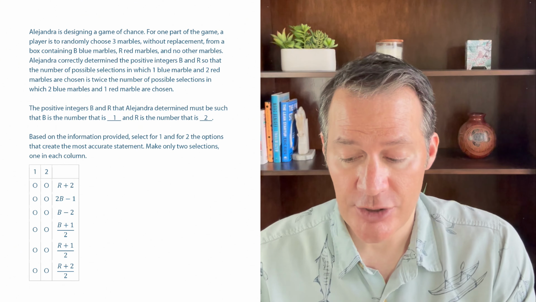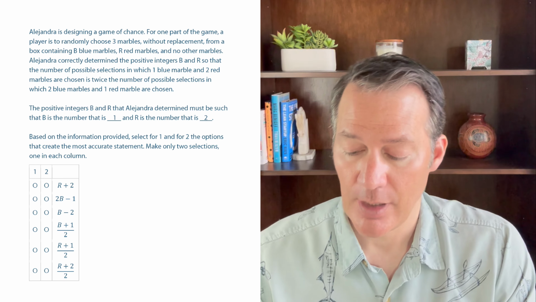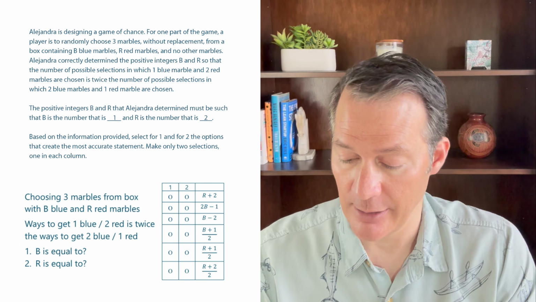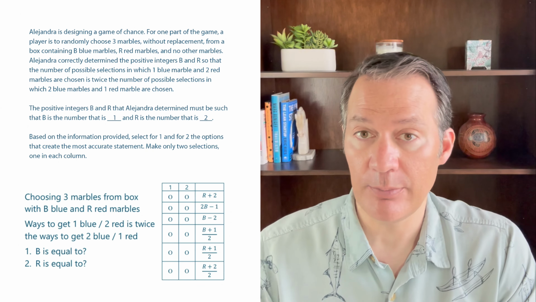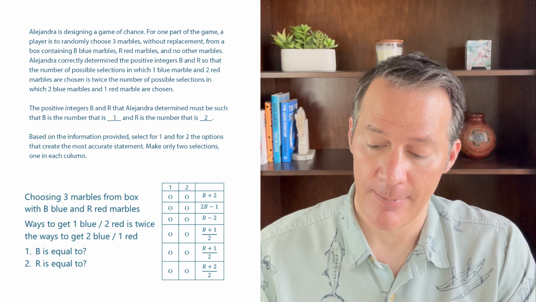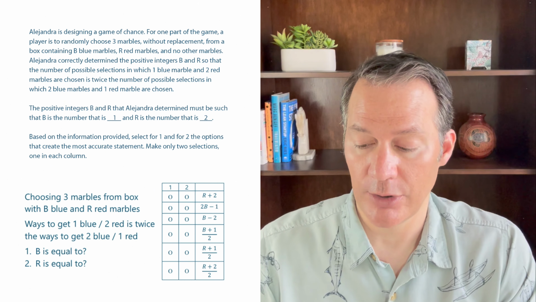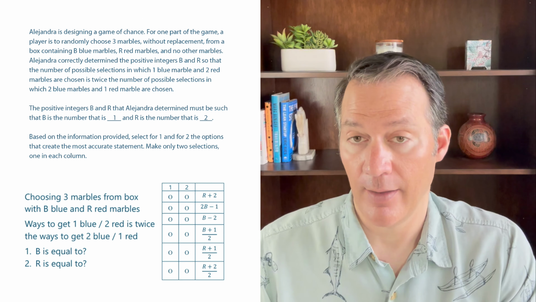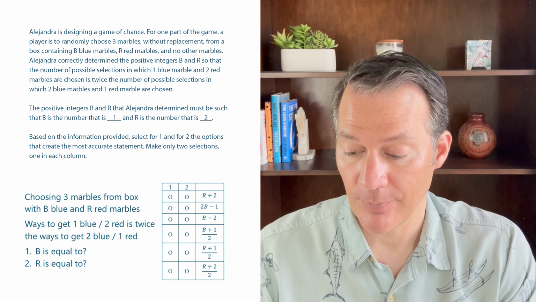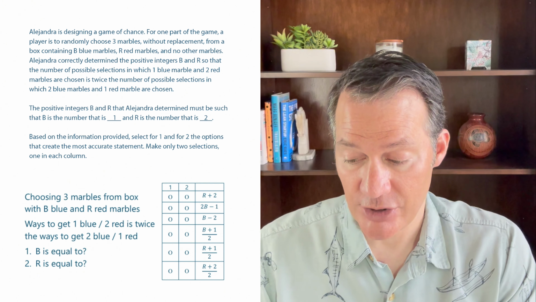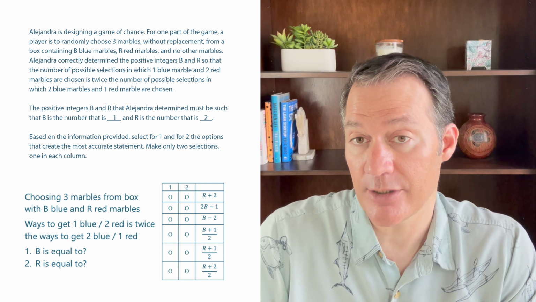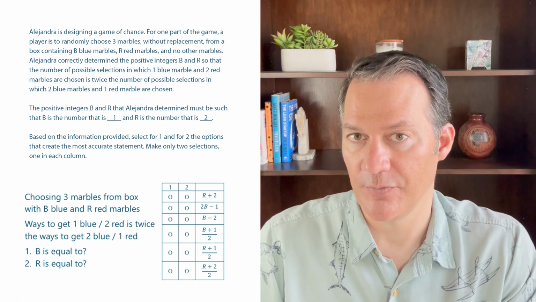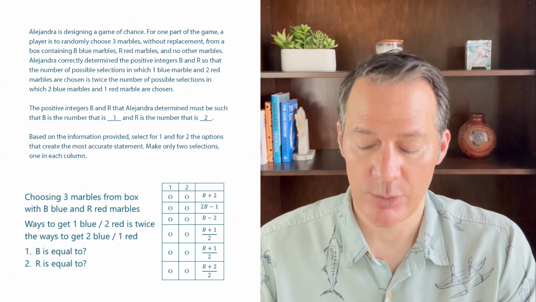So Alejandra is choosing 3 marbles from a box. I'll simplify it a little bit, just summarize it here. So 3 marbles from a box with B blue and R red marbles, okay? And we know that the number of ways to get 1 blue and 2 red is twice the number of ways to get 2 blue and 1 red marble, all right? And then we can see that we're solving for B and R. And if we look at the answer choices, basically we're solving for B in terms of R and R in terms of B, okay?